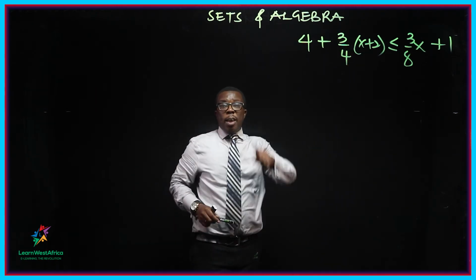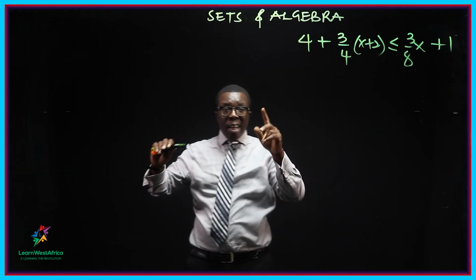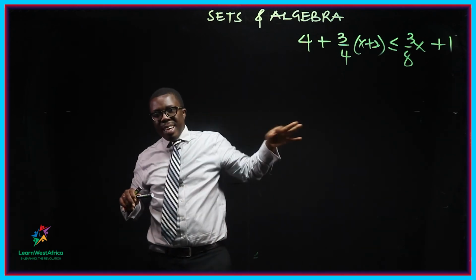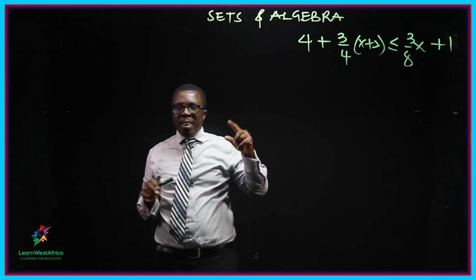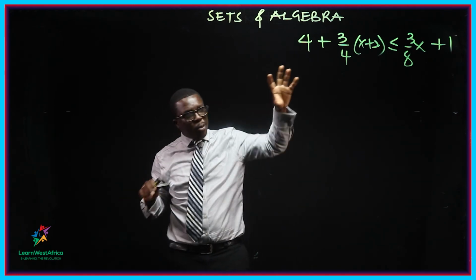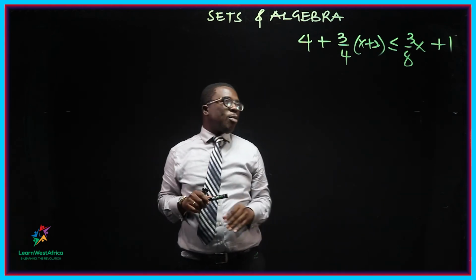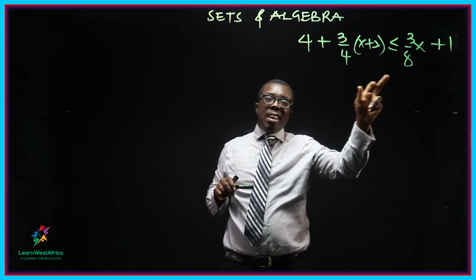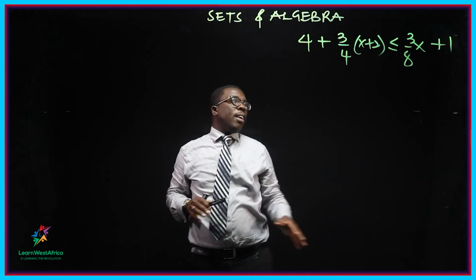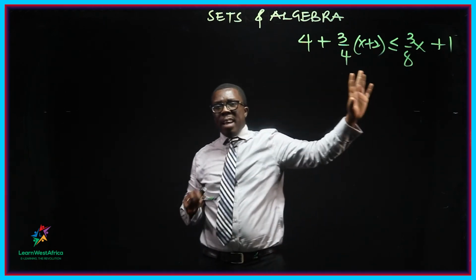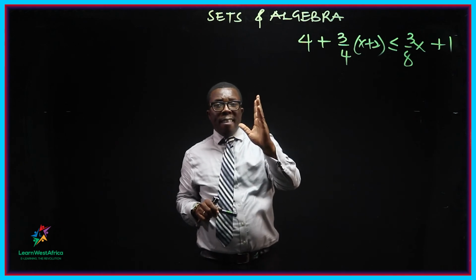So you look for the LCM of the denominators, the numbers under the fractions. Pick the LCM, then multiply each of the terms by it. So the LCM of 4 and 8, the least common multiple of 4 and 8, the smallest number, is 8. So you take 8 and multiply the terms.